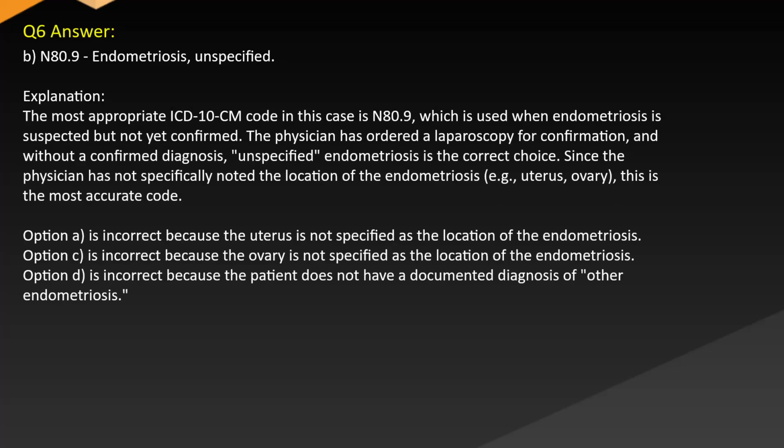Explanation. The most appropriate ICD-10-CM code in this case is N80.9, which is used when endometriosis is suspected but not yet confirmed. The physician has ordered a laparoscopy for confirmation, and without a confirmed diagnosis, unspecified endometriosis is the correct choice, since the physician has not specifically noted the location of the endometriosis, e.g., uterus or ovary. Option A is incorrect because the uterus is not specified as the location of the endometriosis. Option C is incorrect because the ovary is not specified as the location of the endometriosis. Option D is incorrect because the patient does not have a documented diagnosis of other endometriosis.